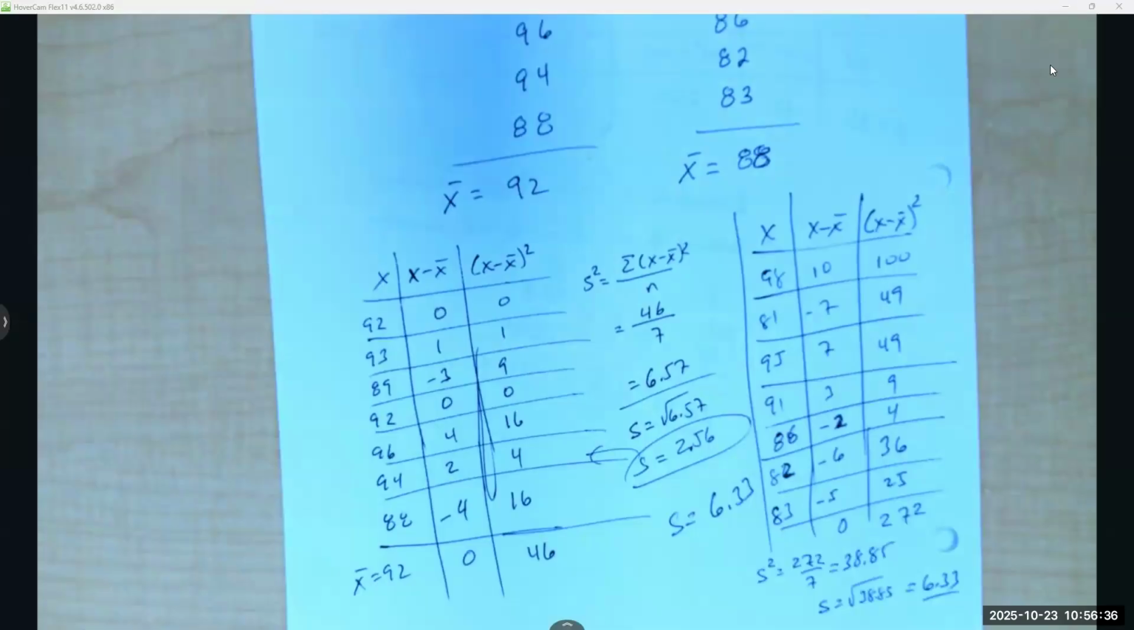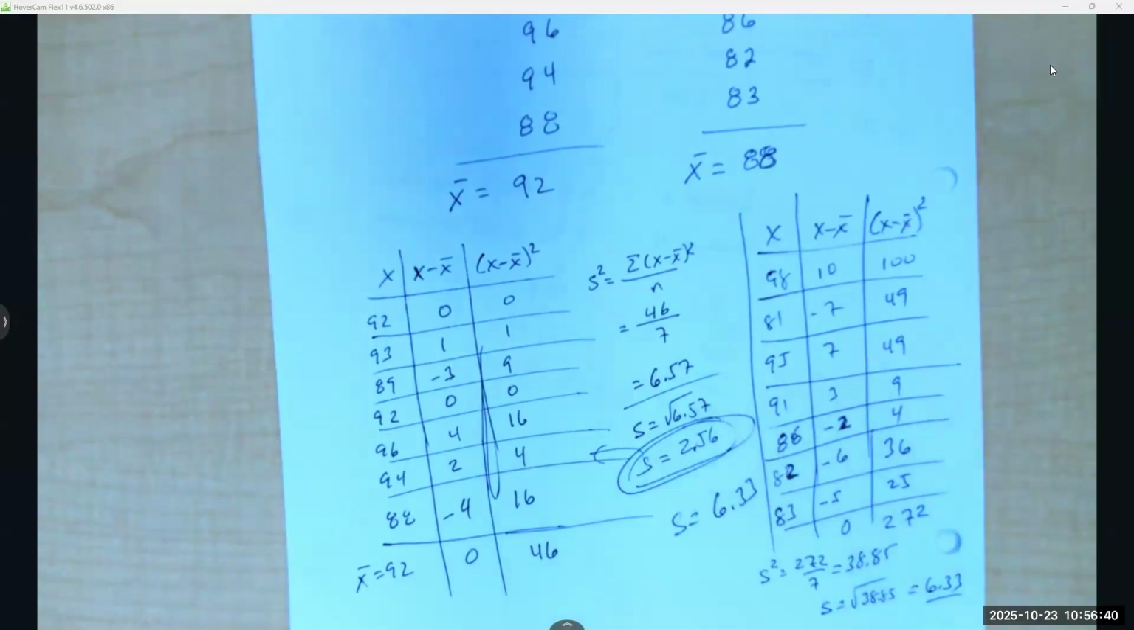So which one's better? Group A, because the deviation is smaller. You want smaller deviations.